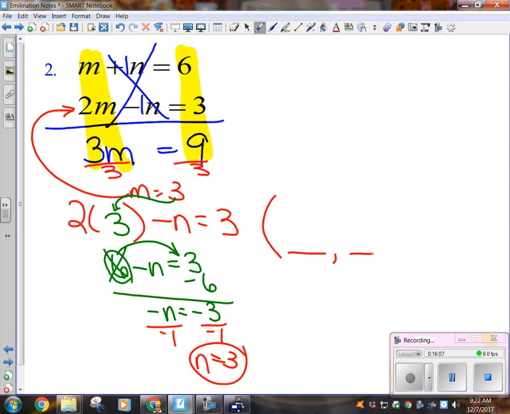This answer happens to be, and you put them in alphabetical order. The m comes before n in the alphabet. M turns out to be 3. N turns out to be also 3. M first. 3, 3. So m is equal to x, n is equal to y. So instead of x and y, they just have to use m and n. You could use x and y. I wouldn't care. Okay. Here we go.